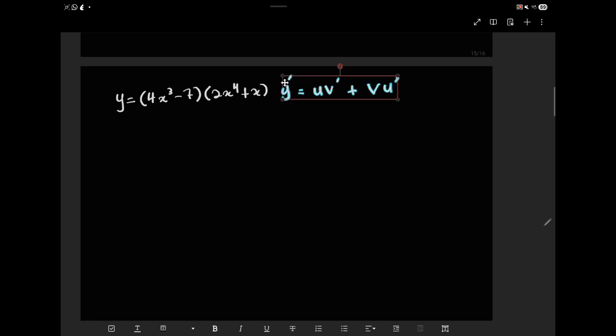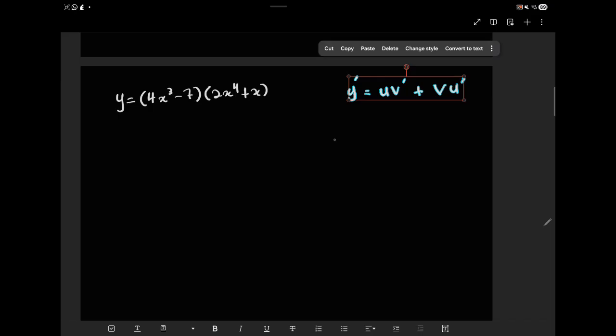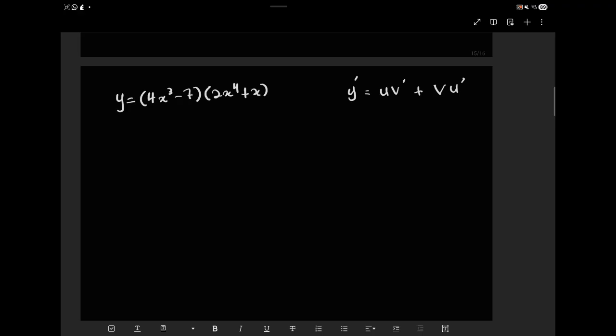Let me make it over here so that we avoid confusion. Because we have u and v, of course we need to define u and v. How to define u and v? We are going to define one function as u and another function as v. So let us define this one as u and this one as v.